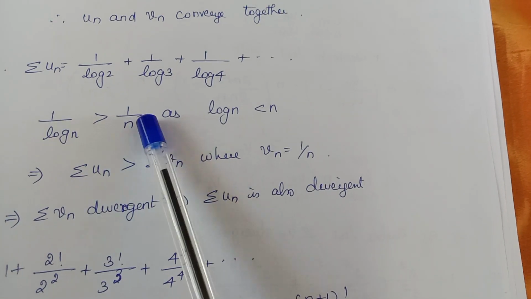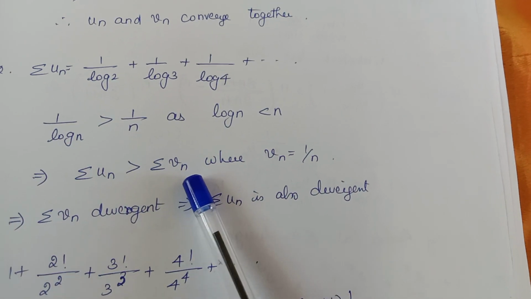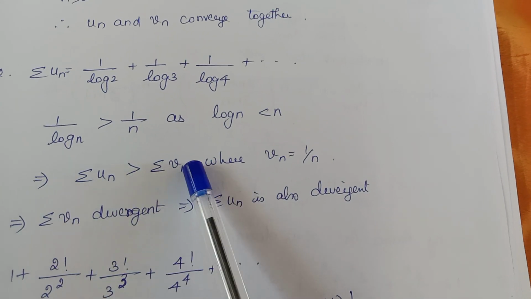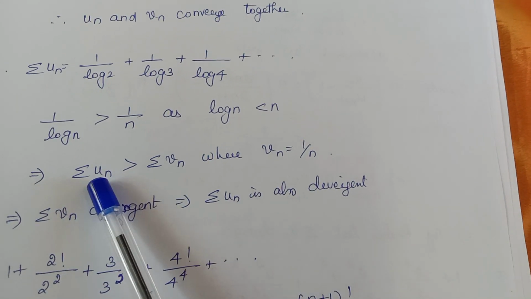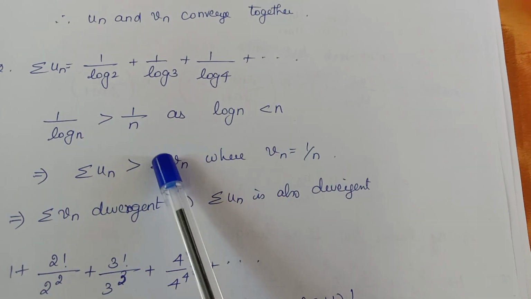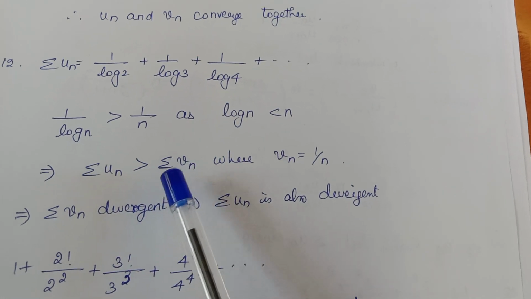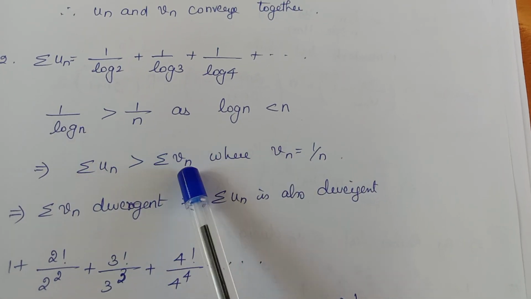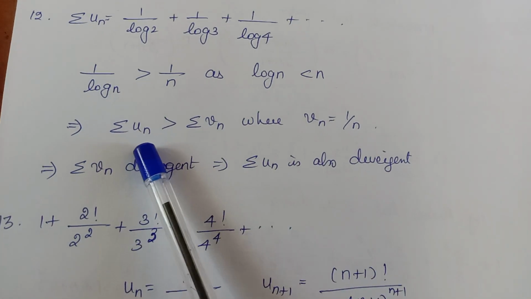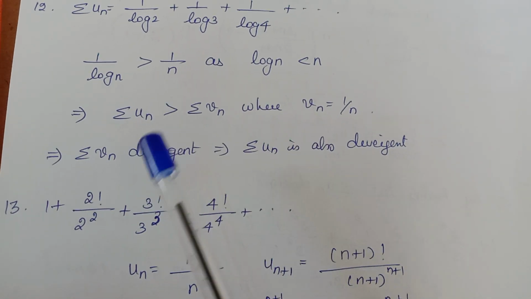Summation un is greater than summation vn. This is my vn. Now, this vn is dominated by this un. That is, all these terms are less than terms of this series. But we know this is a divergent series. In the previous examples, we have proved that this one on the right hand side is a divergent series. So the smaller one itself is divergent. Therefore, the bigger one definitely will be a divergent one.